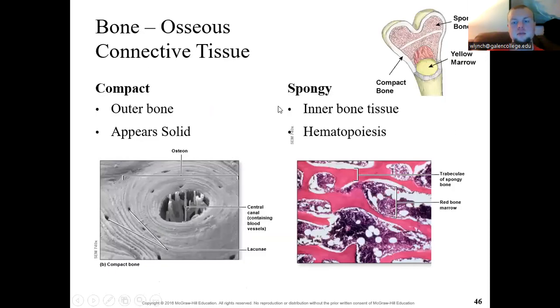So bone is what we know as an osseous connective tissue. Compact bone is going to be the outer portion. It's layering the outer layer of the bone. Spongy bone, or what is known as cancellous bone, is going to be on the inner surface, and it is going to be interwoven with red bone marrow.